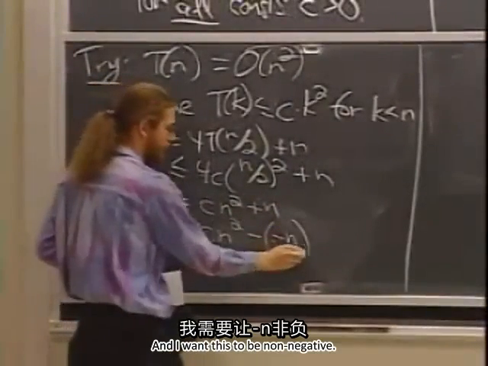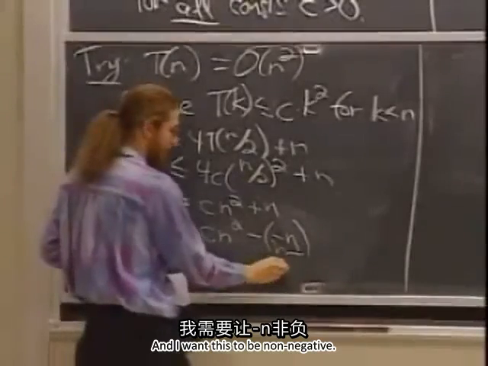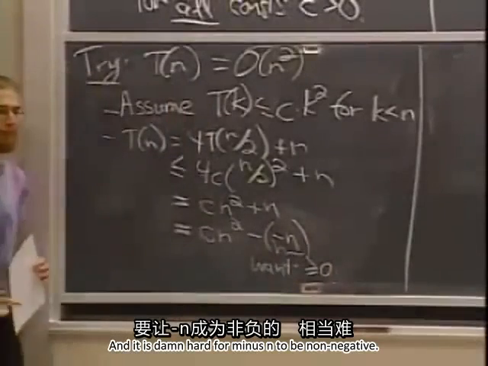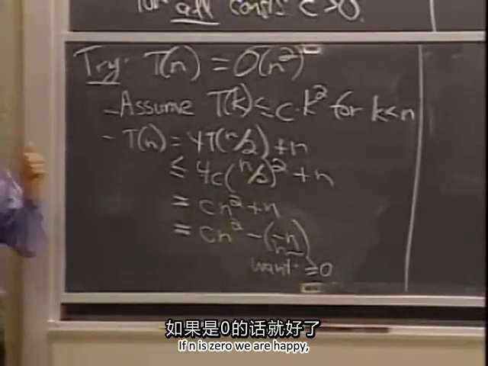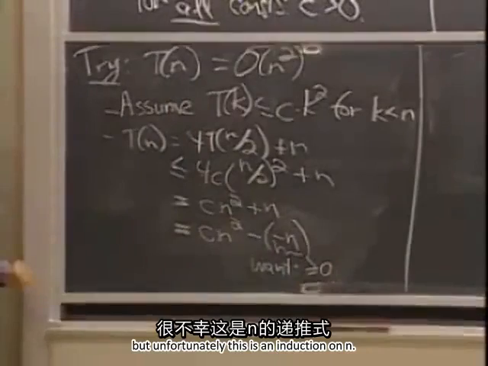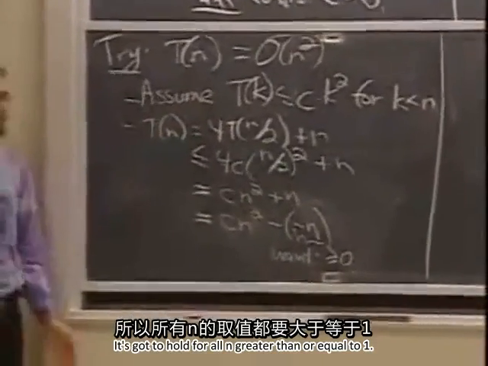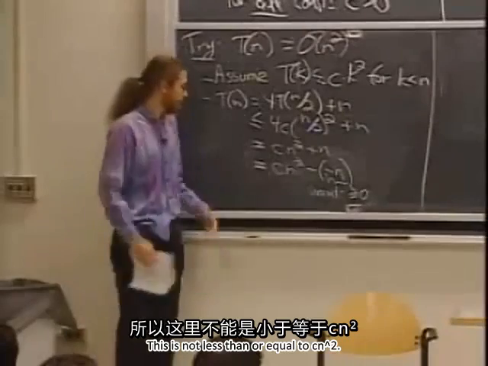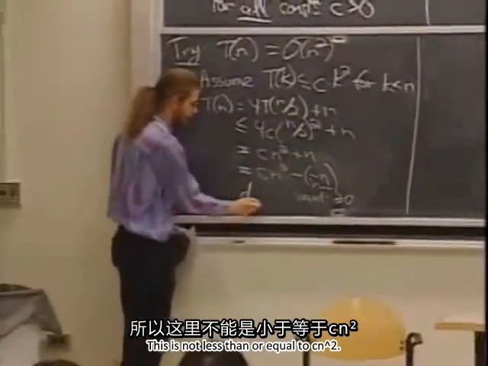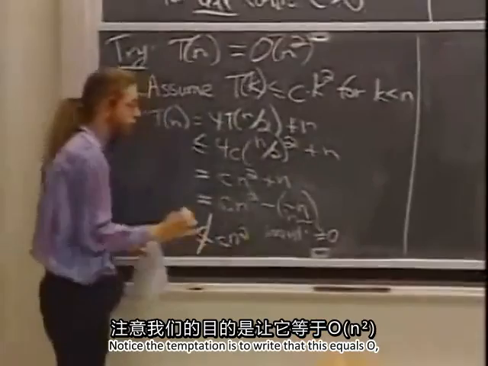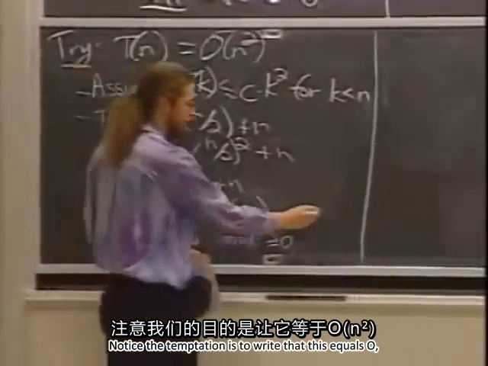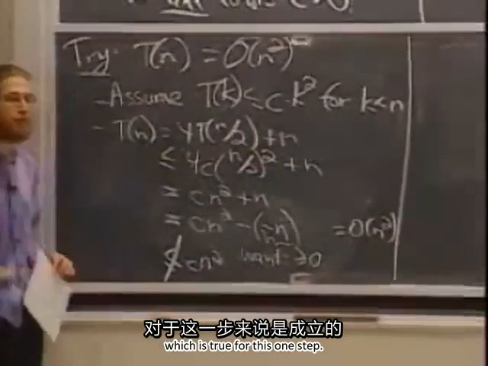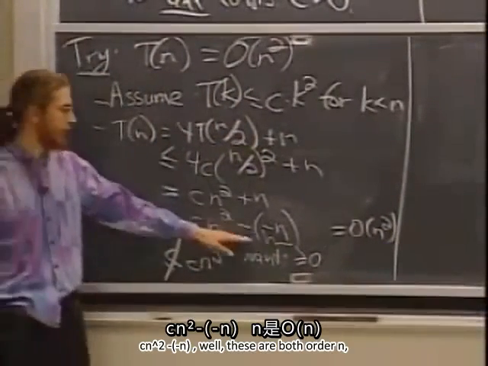And what I need is that I want this to be non-negative. And it's damn hard for minus n to be non-negative. If n is 0, we're happy. But unfortunately, this is an induction on n. It's got to hold for all n greater than or equal to 1. So this is not less than or equal to c n squared. Notice the temptation is to write that this equals big O of n squared, which is true for this one step. Okay, c times n squared minus n.